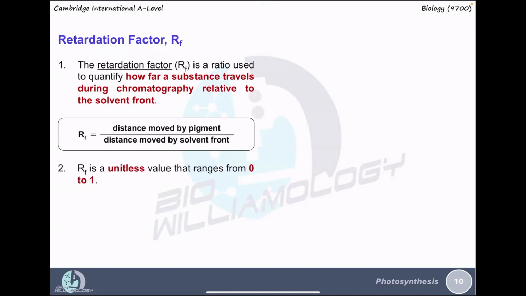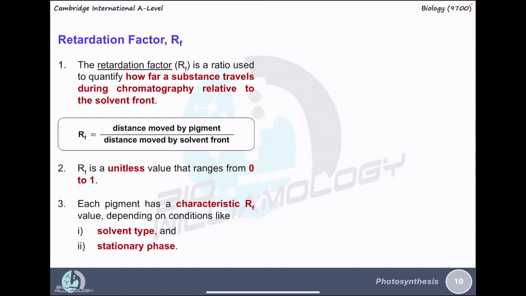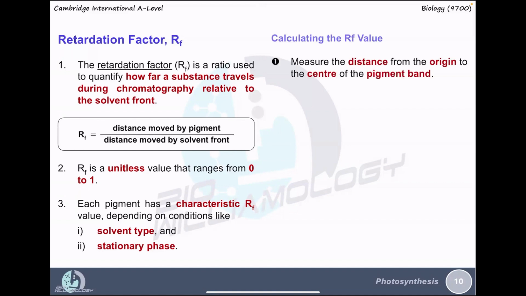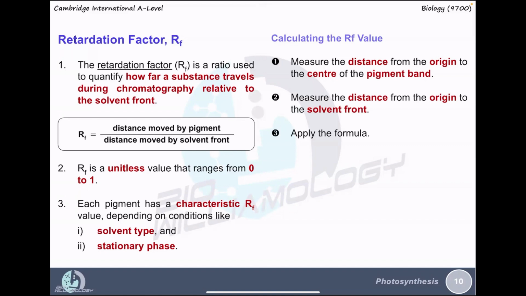The RF value is a unitless value, with no unit, ranging from 0 to 1. Each pigment has a characteristic RF value depending on conditions like the solvent type as well as the stationary phase. To calculate the RF value, first we need to measure the distance from the origin to the center of the pigment band, and we need to measure the distance from the origin to the solvent front. Then we can calculate the RF value by using the formula: distance moved by the pigment divided by the distance moved by the solvent front.